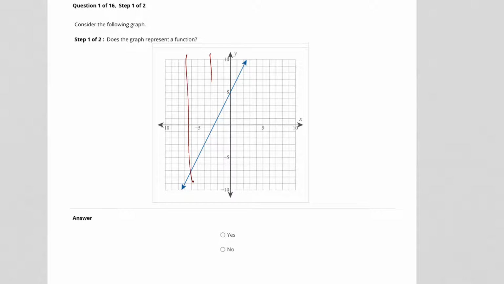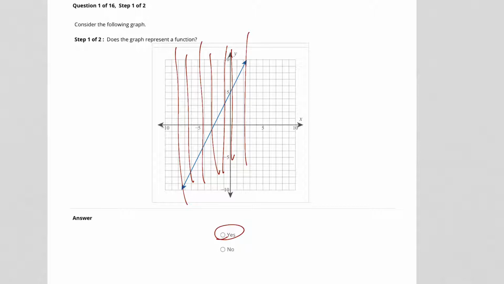So I'm just going to randomly draw some vertical lines on here. And I notice none of my vertical lines are touching the graph in more than one spot. So my answer is yes, this is a function.